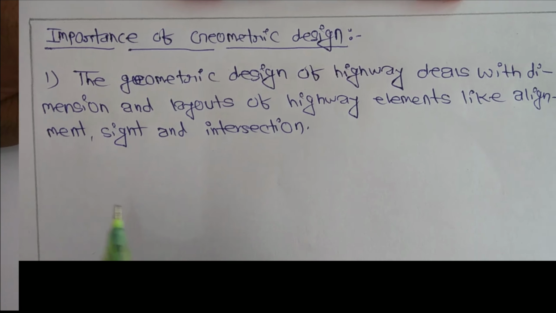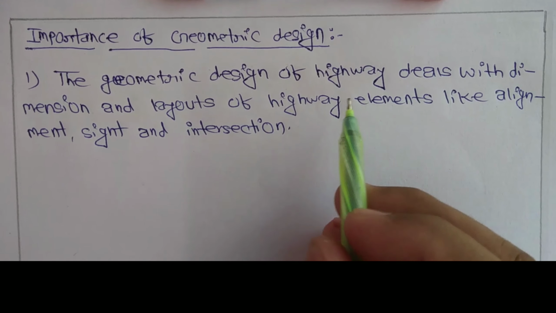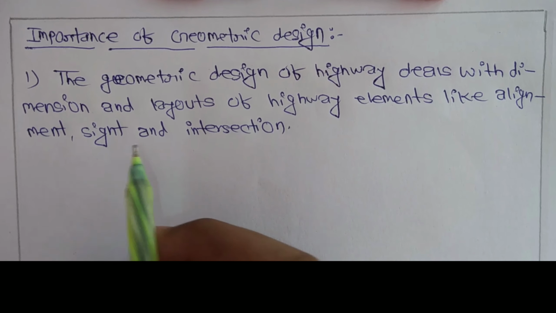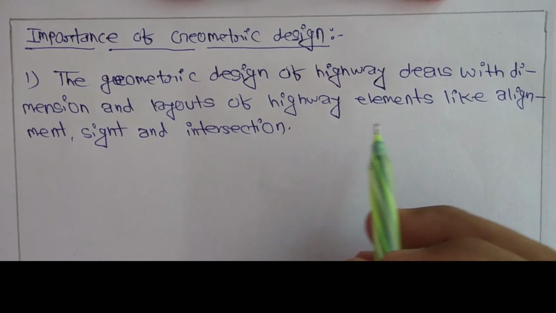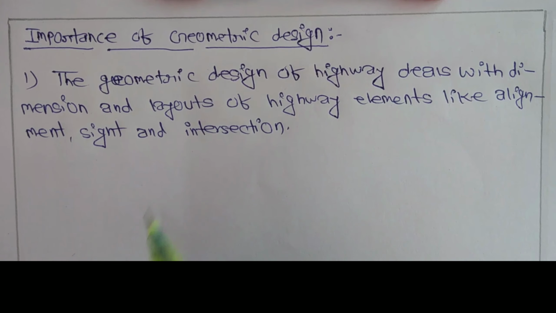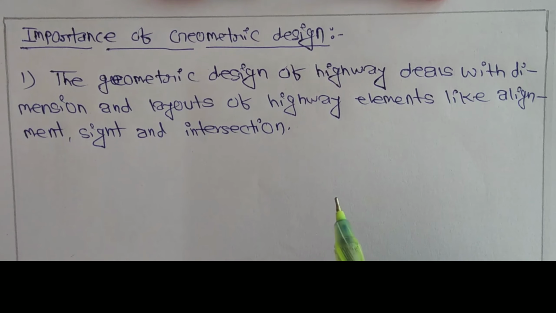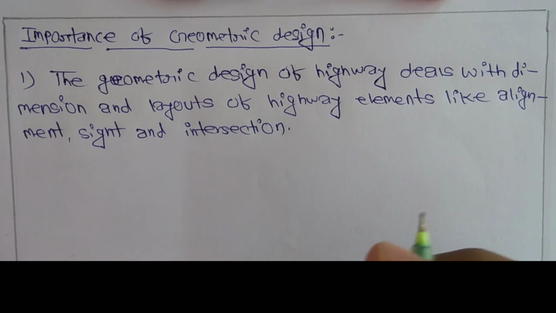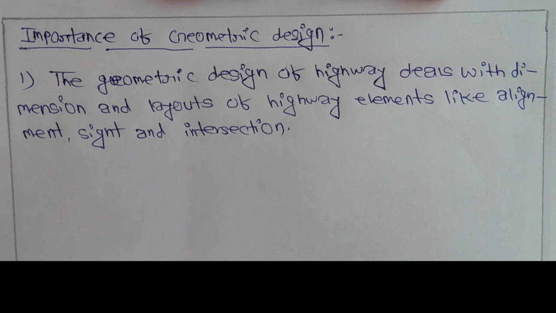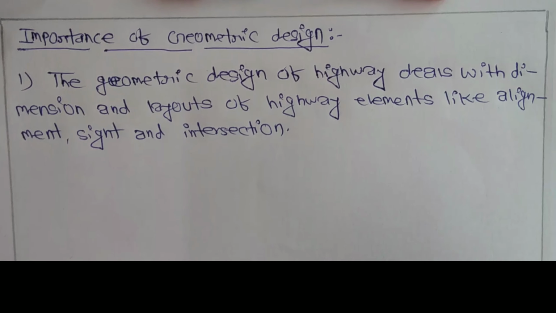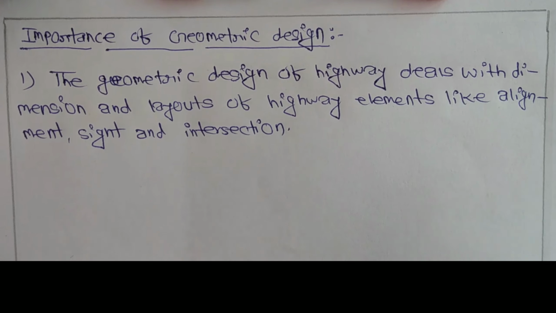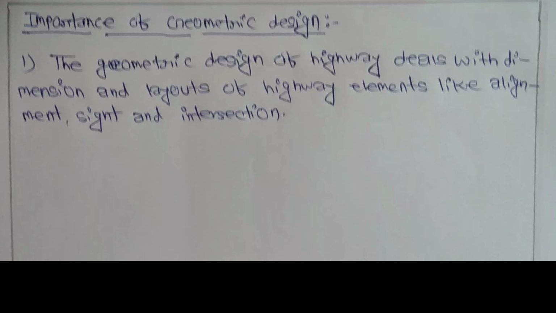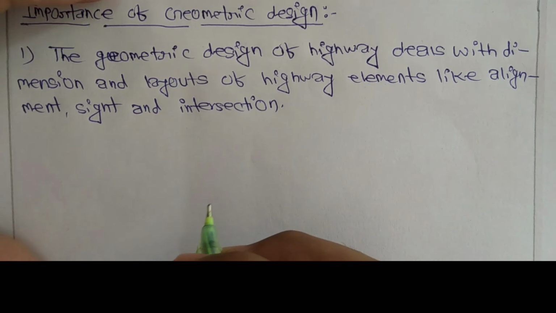So in this, the first point is the geometric design of highway deals with the dimension and layout of the highway elements like the alignment, sight distance and intersection. So it means the geometric design of the highway includes the arrangement of the dimension and layout of the highway elements. You can say like alignment, sight distance and intersections. So let me draw the figure.